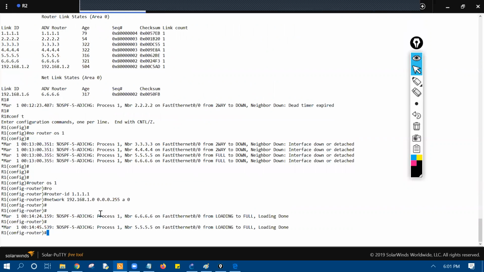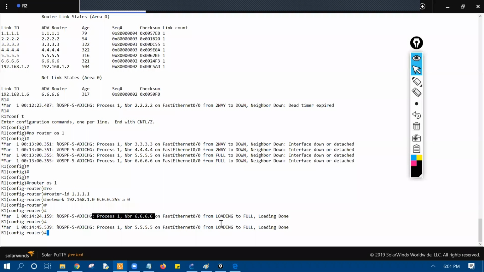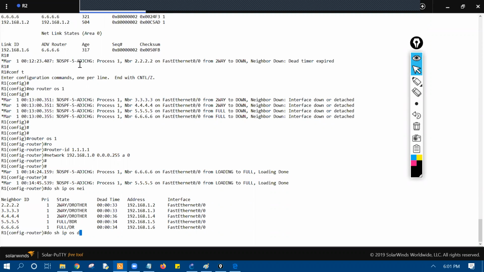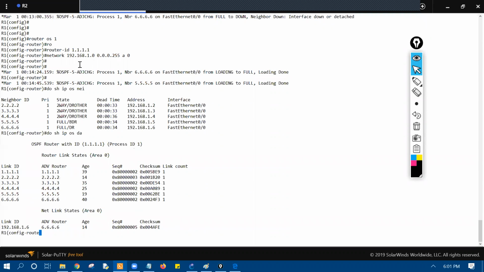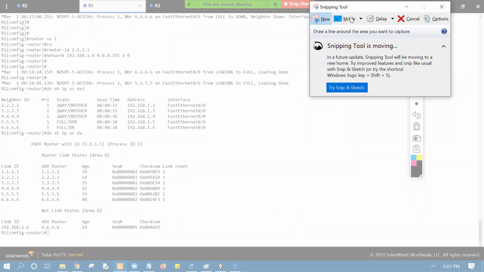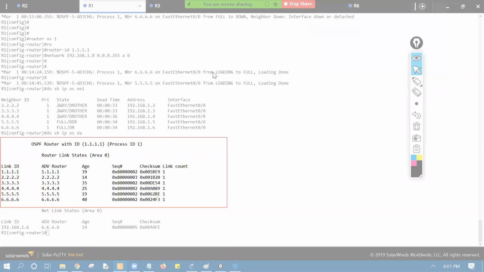Perfect. So R1 is for now 6.5, and 6 is the DR and BDR. Do show IP OSPF database. Okay, so this is the R1 information.